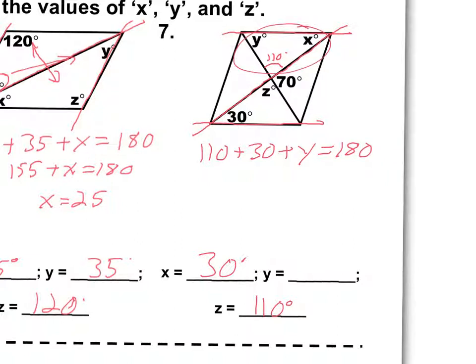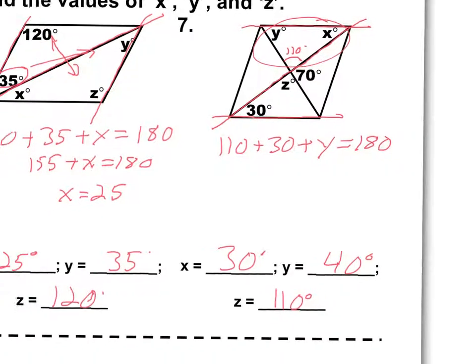So I start with 180, I take away 30, that's 150. I take away 110, that leaves me with 40, which is my y. Okay?